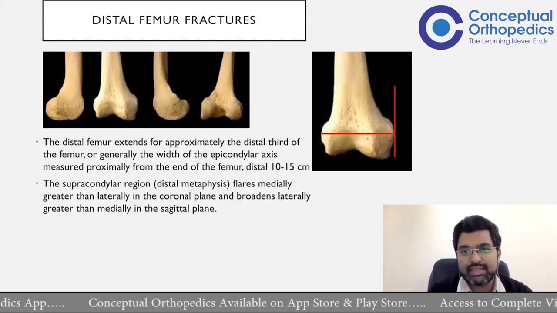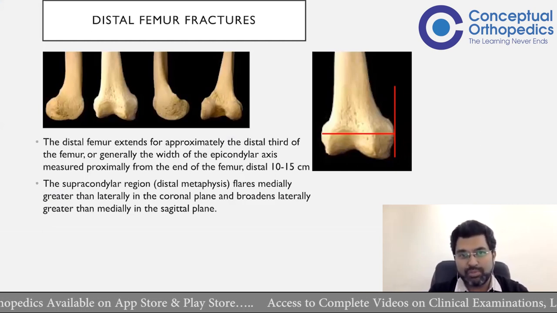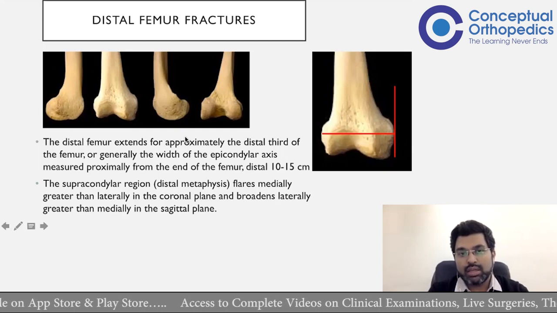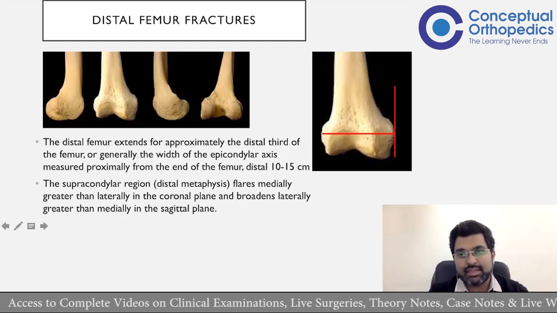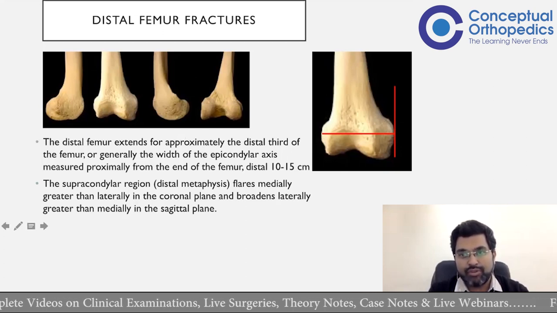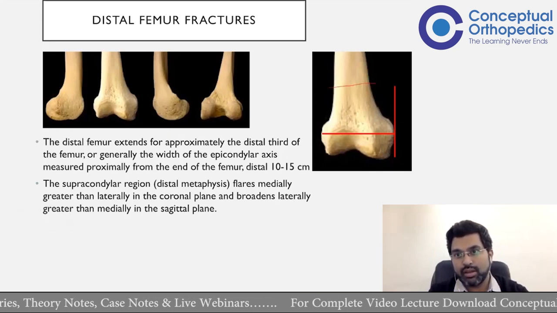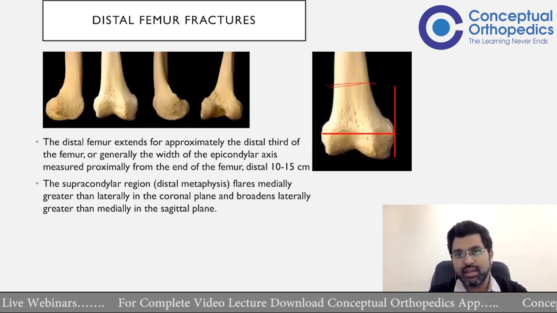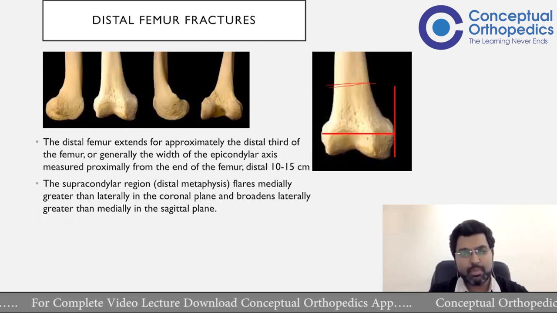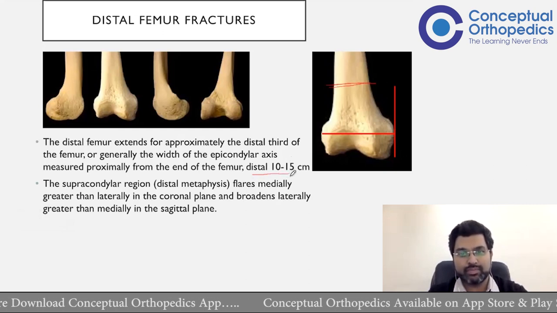Distal femur extends. What is distal femur precisely? It is the distal third of the femur, which is around the length of the epicondylar axis. So if this is the axis that we draw, and we draw the same line perpendicularly, this region from here will constitute the distal femur. Any fracture in this area will be a distal femur fracture. Approximately, this is around 10 to 15 centimeters in length.